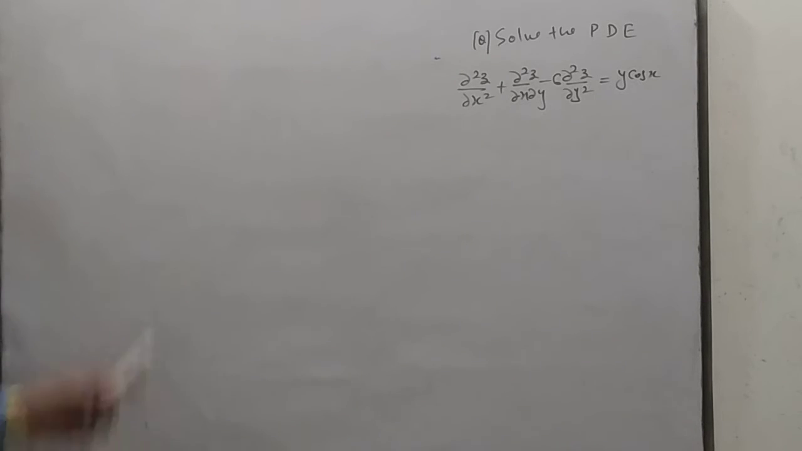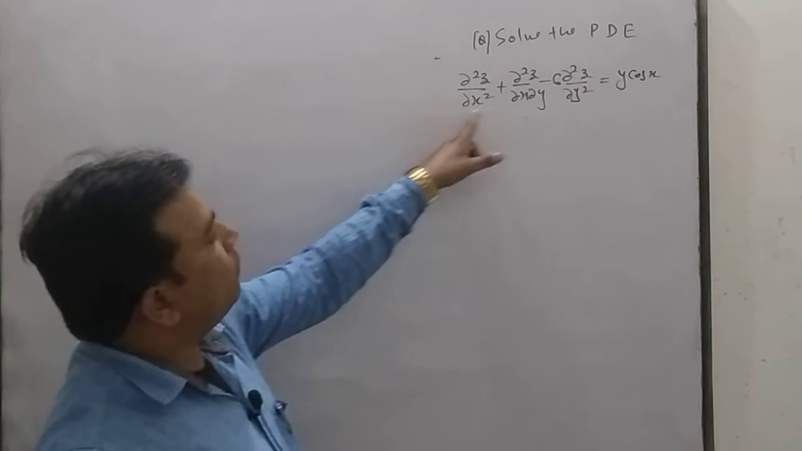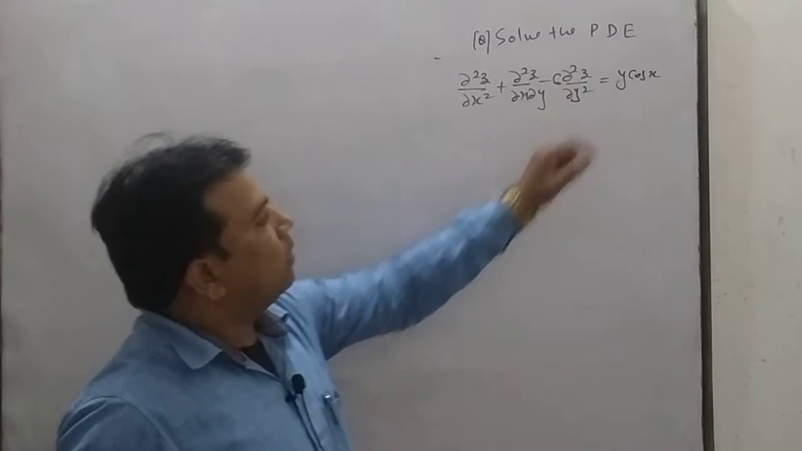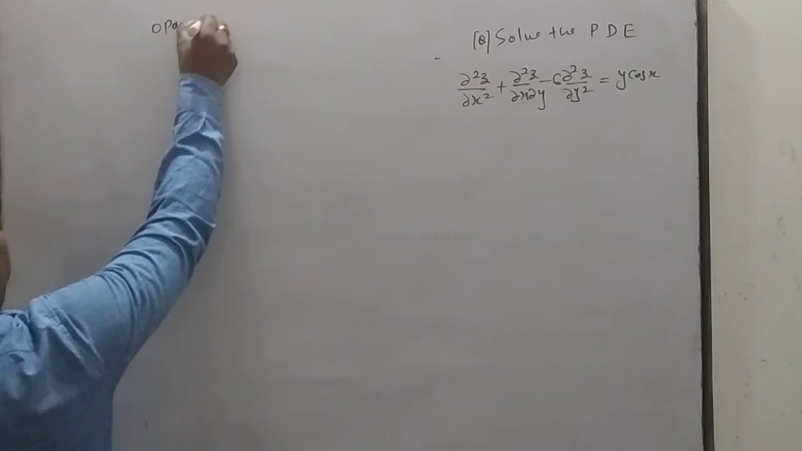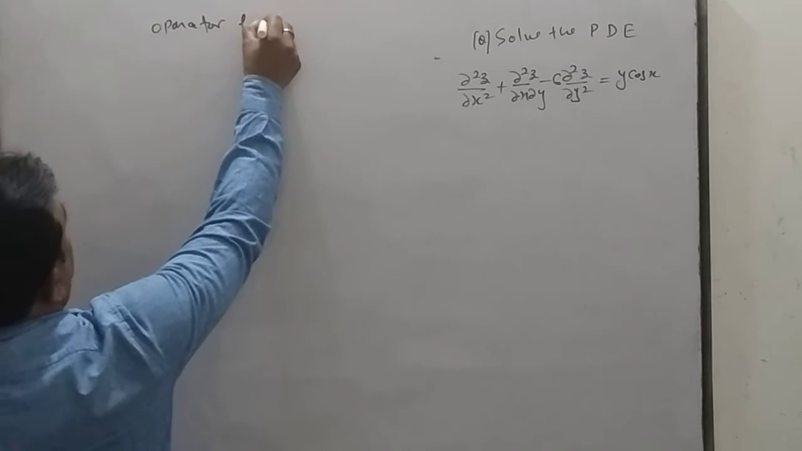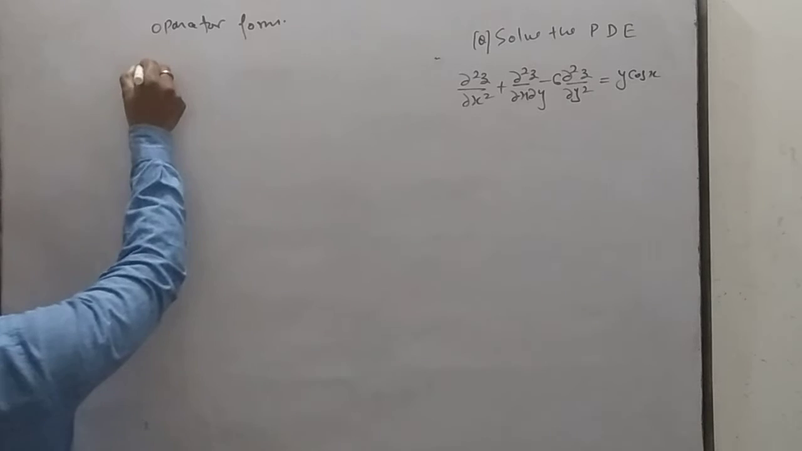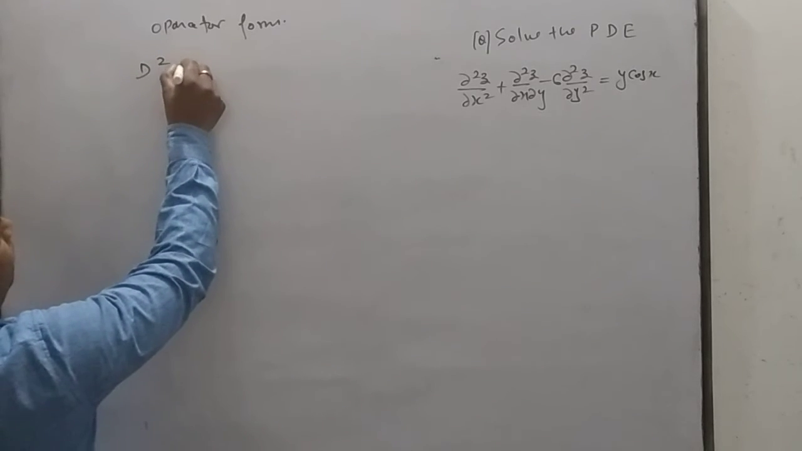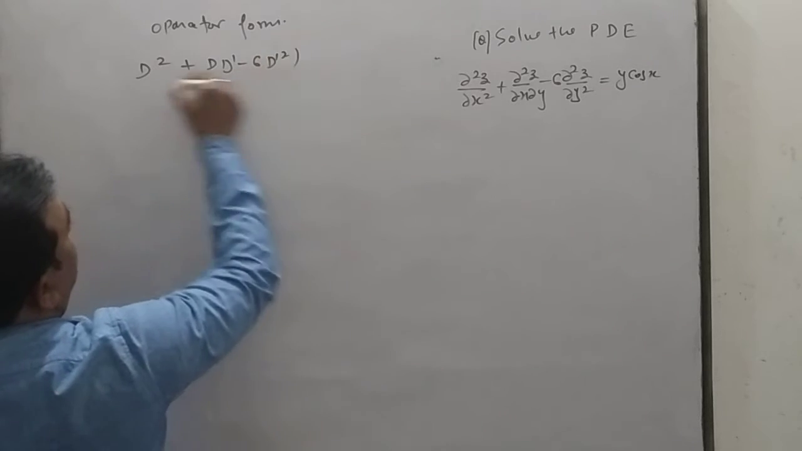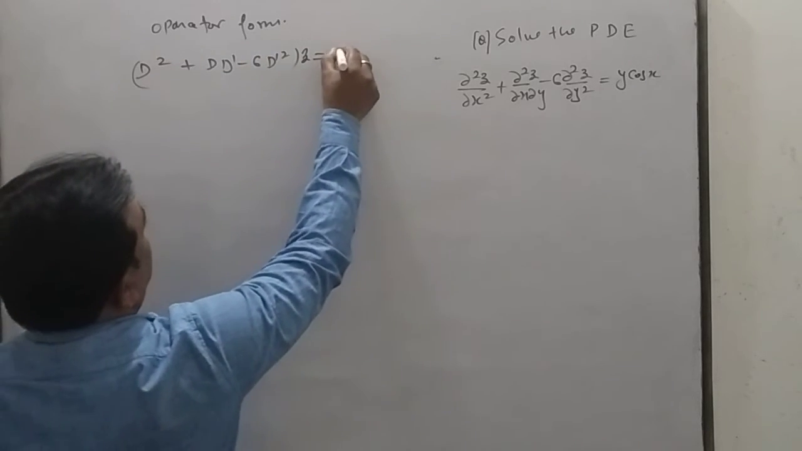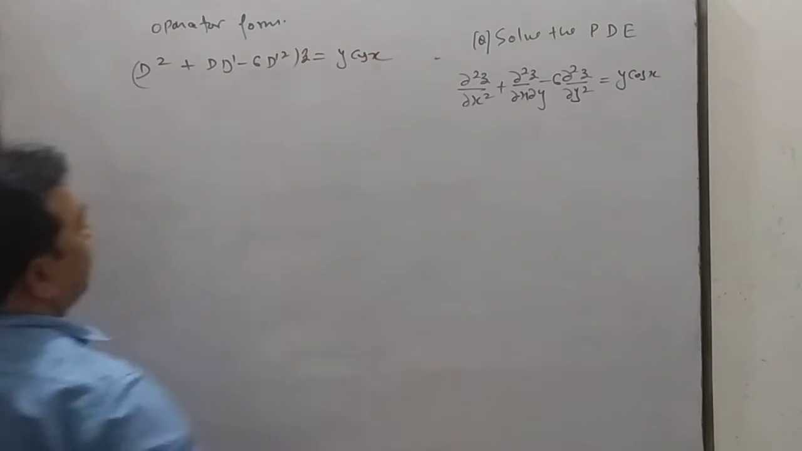We will discuss an example based on this method. Solve this partial differential equation. In this method, we write the operator form, which you have discussed in the previous video: (D square plus D D dash minus 6 D dash square) z equal to y cos x.